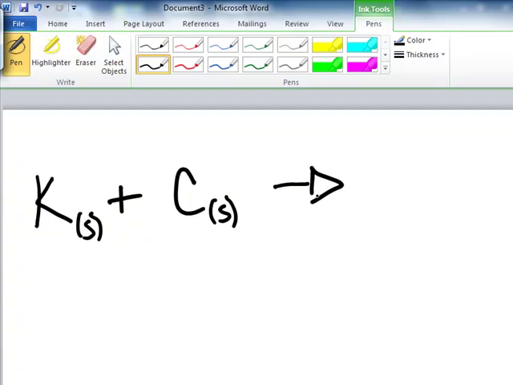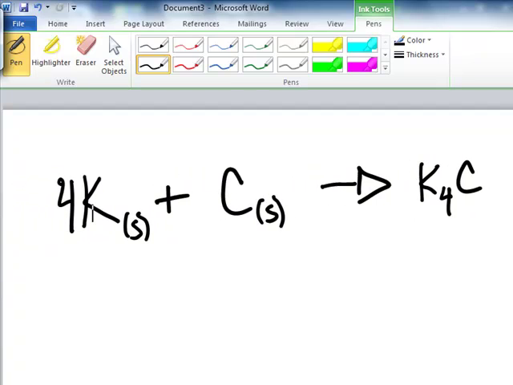And we know they come together to form an ionic compound. Potassium is a +1, carbon is a -4. What would my equation be? Okay, so we'd need 4 potassiums and 1 carbon. Okay, so there's our balanced formula equation, or molecular equation.